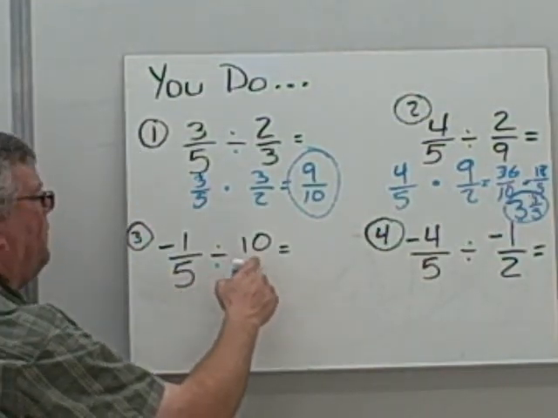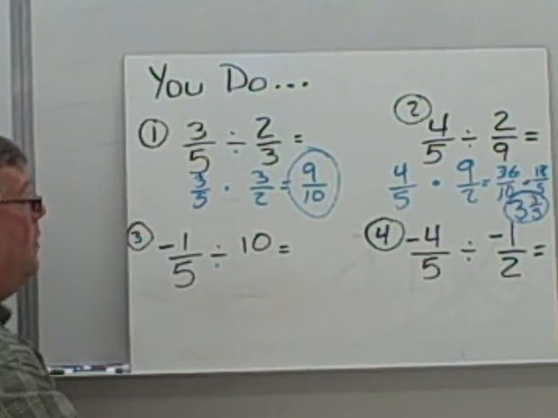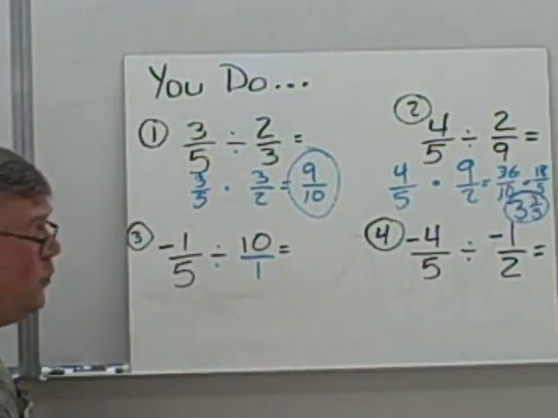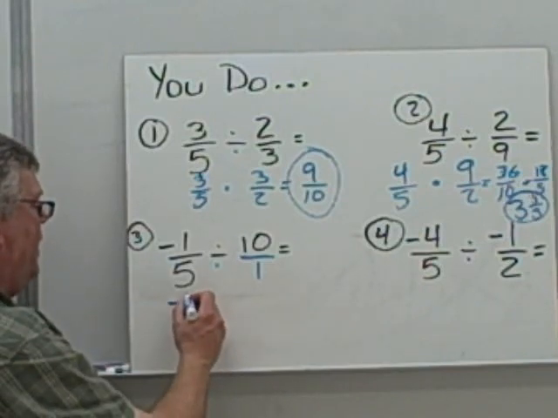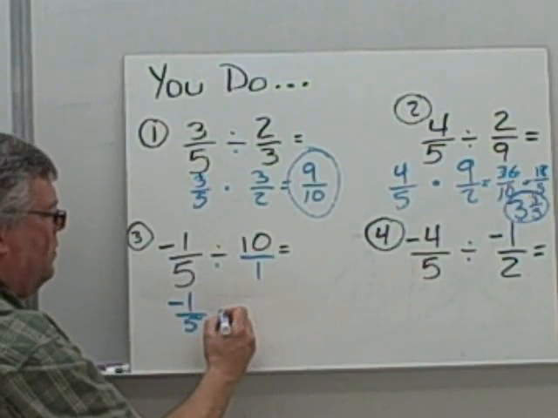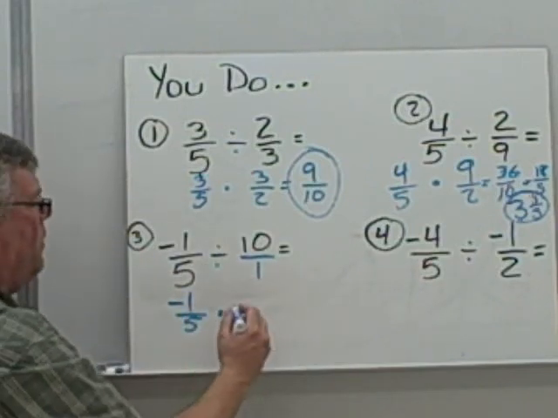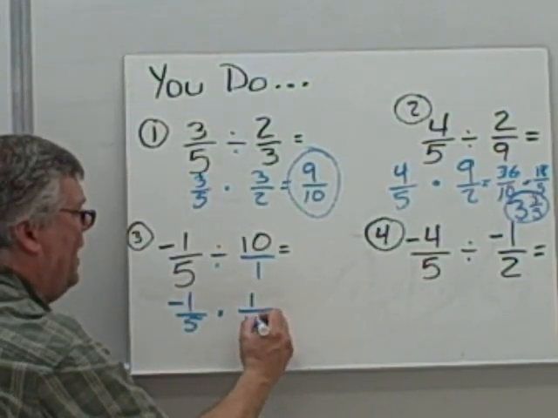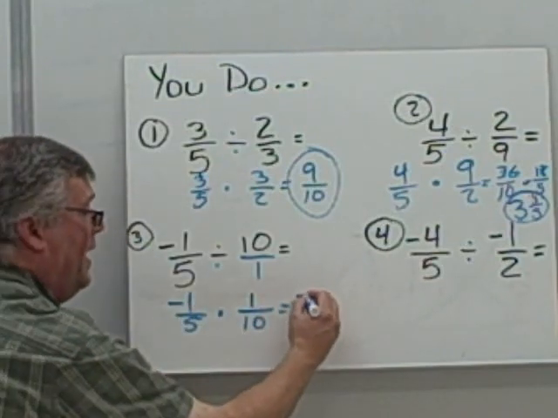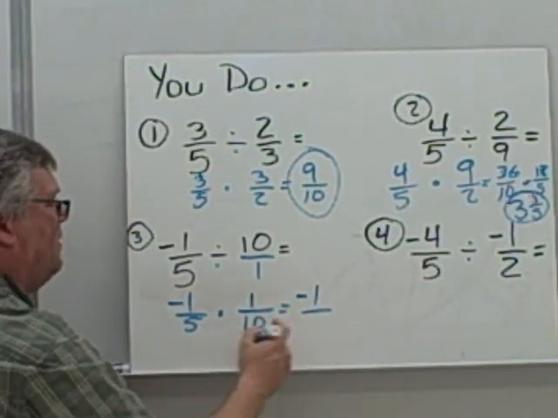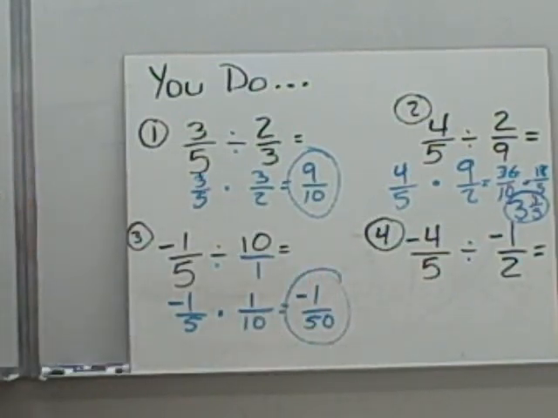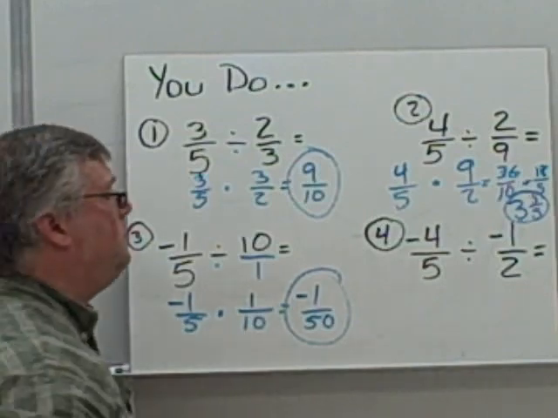Keep it, change it, flip it. Well, that's a whole number. But remember, every whole number can be expressed as a fraction by putting it over 1. So in this case, we've got -1/5. That's keeping that the same. Change division to multiplication. Flip the whole number, you get 1 over 10. Top times top, opposites means I'm going to get a negative sign here. 5 times 10 gives me 50. I can't reduce that any further. That's my final answer there.